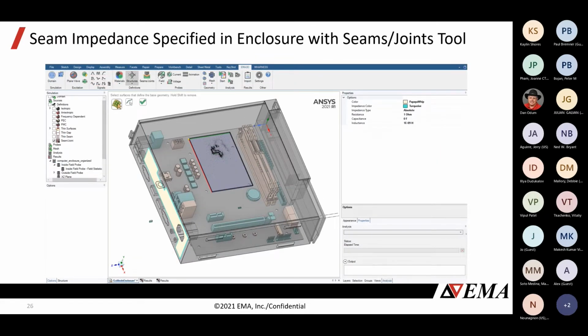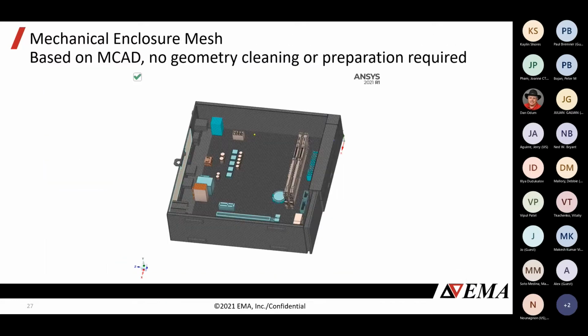We can specify seams using seam impedance, which is an intrinsic characterization of the seam. It makes it easier than trying to geometrically resolve a seam that may be microns. So that's another way the tool helps save time. Everything in the workflow is about reducing the time from importing the CAD to getting the simulation running.